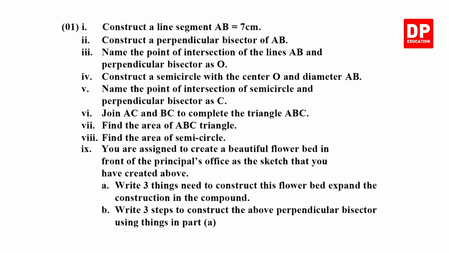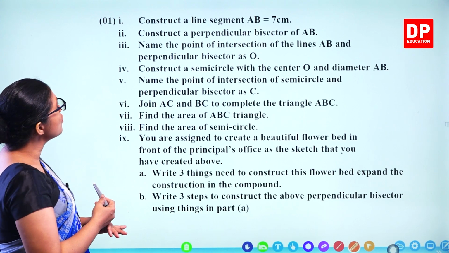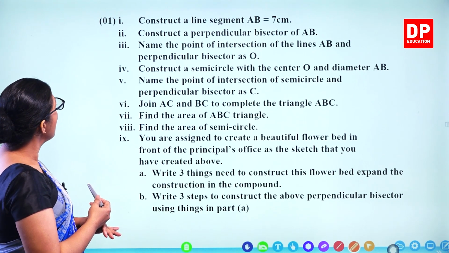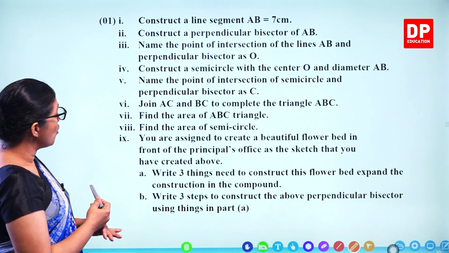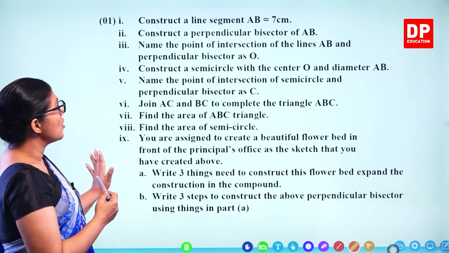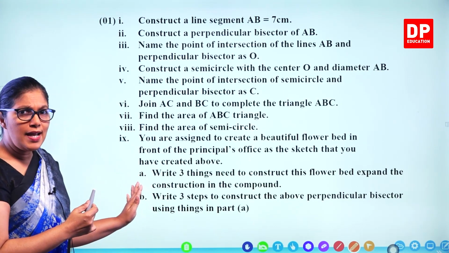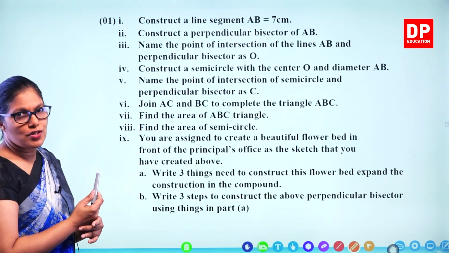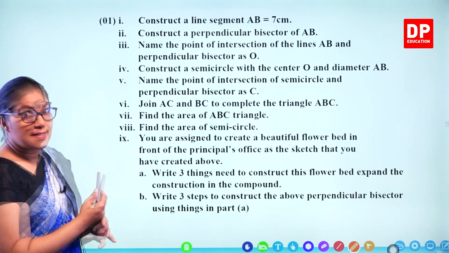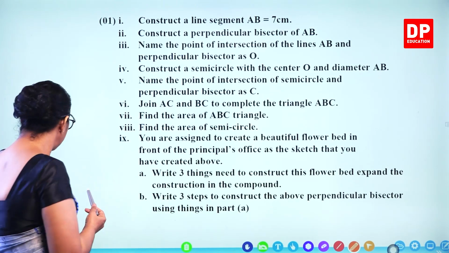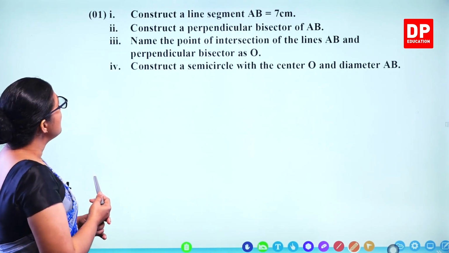Now let's do paper 2, question number 1. So it's a construction question. There are 9 parts because you have to do this question, this is compulsory, and another 4 questions out of the other 6 questions you have to do. Let's do the first part.